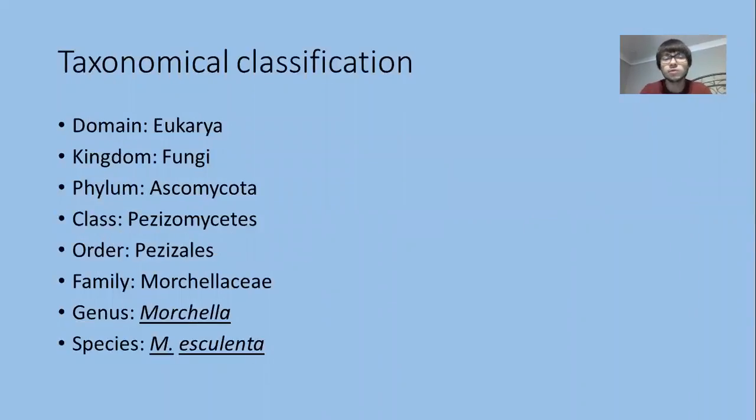So the taxonomical classification: they're in the domain Eukarya, the kingdom is fungi, the phylum is Ascomycota, the class is Pezizomycetes, the order is Pezizales, the family is Morchellaceae, the genus is Morchella, and the species is M. esculenta.